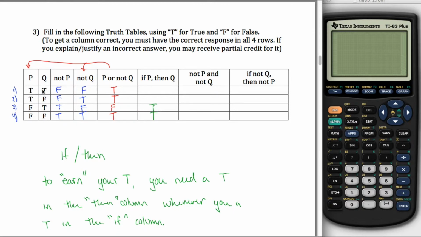You have to do work. You did the work. You have a T right here, so you put a T right here. Over here, it's saying you have to do work and you did not do the work. You have to play the game and you failed the game. You get an F right here.